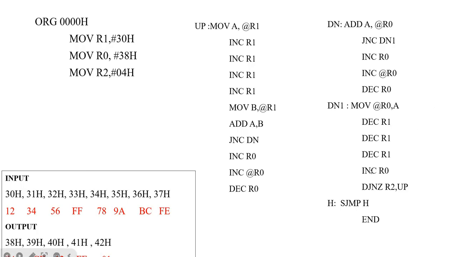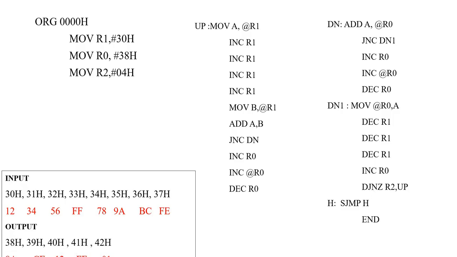Now the next instruction is increment R0. This is to move to the next result byte. Then DJNZ R2 comma up. This is the loop counter.